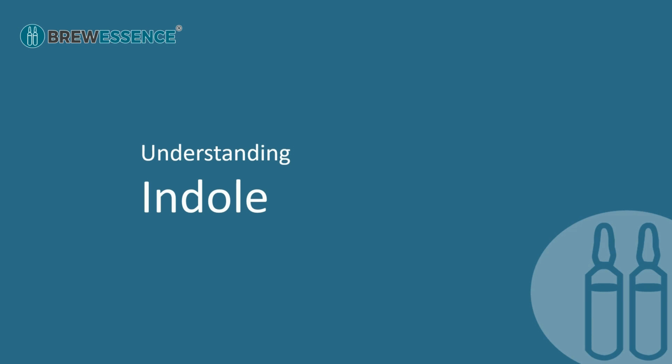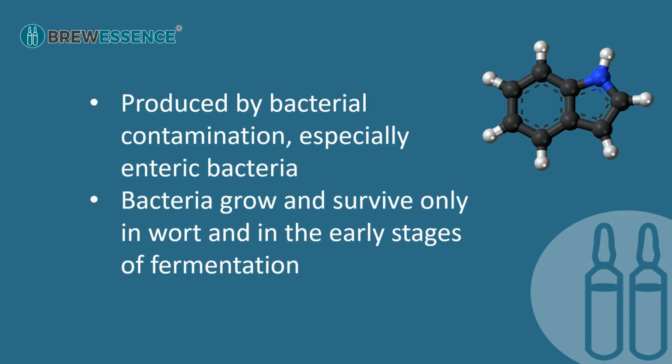Indole is produced by bacterial contamination. Bacteria that test positive for cleaving indole from tryptophan include Aeromonas hydrophila, Escherichia coli, Flavobacterium, Klebsiella oxytoca, and Proteus species. These bacteria are considered enteric bacteria, which are gram-negative and are pH and alcohol sensitive, so they'll only grow in the early stages of fermentation.